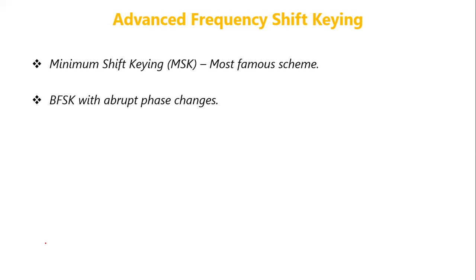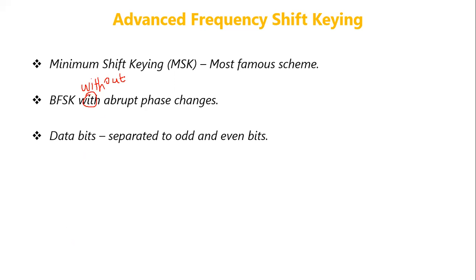Basically, this minimum shift keying is also one form of binary frequency shift keying without abrupt phase changes. So this is not with, it is without. Let us change this. So it is without abrupt phase changing. It is one form of binary phase shift keying without abrupt phase changes. Let us try to understand how this technique works.